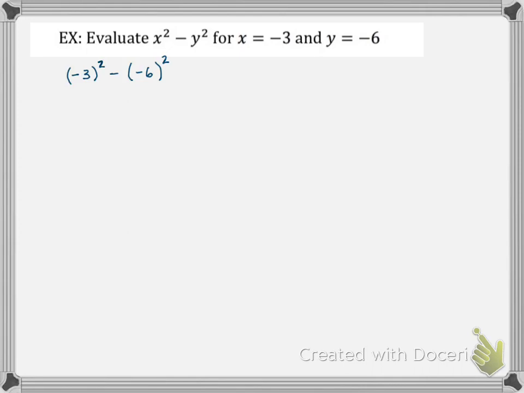In this case, I'm going to do the calculations just because I don't have my calculator handy. What should I do first? Square both numbers. Yeah, we're going to square -3, which is 9. And then we're going to square -6, which is 36. Notice that that subtraction stays the same, right? Because we do exponents before subtraction.